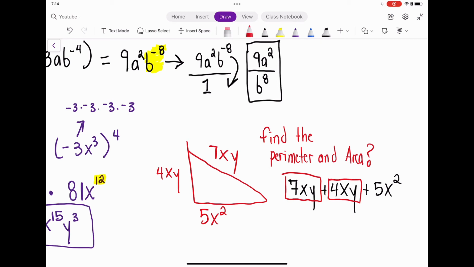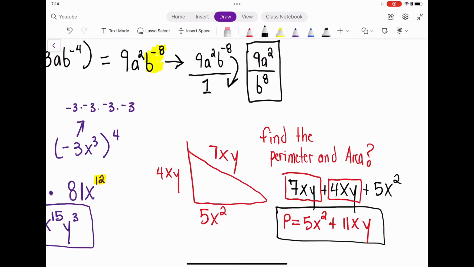So the perimeter of this triangle would be P is equal to 5x squared. There's no other x squared term, so it stays the same. Plus, we're going to add the coefficients in front of x and y: 11xy. And this would be our perimeter for our triangle.